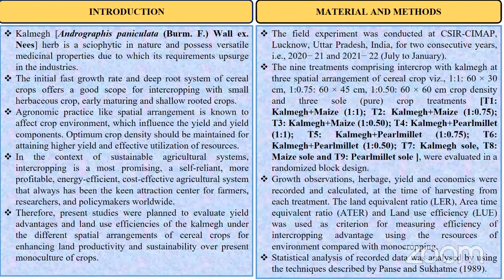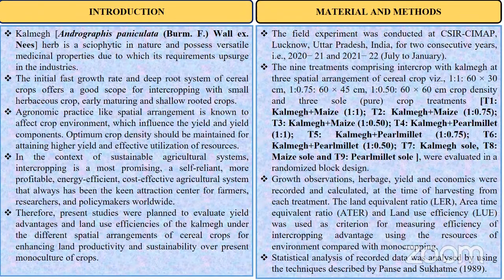The 9 treatments are: treatment T1 Kalmegh plus maize at 1:1 ratio, treatment T2 Kalmegh plus maize at 1:0.75 ratio, treatment T3 Kalmegh plus maize at 1:0.50 ratio, treatment T4 Kalmegh plus pearl millet at 1:1, treatment T5 Kalmegh plus pearl millet at 1:0.75, treatment T6 Kalmegh plus pearl millet at 1:0.50, treatment T7 Kalmegh sole crop, treatment T8 maize sole crop, and treatment T9 pearl millet sole crop. These were evaluated in a randomized block design.